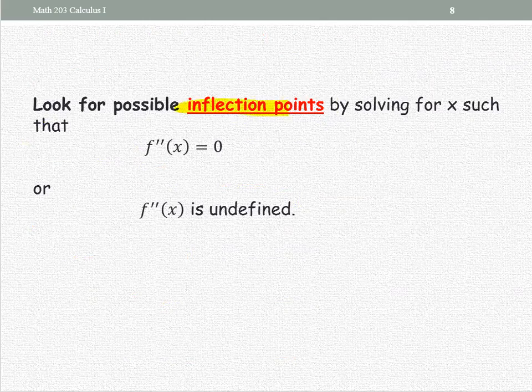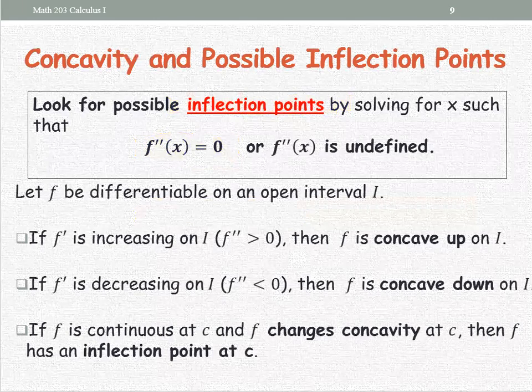Inflection points. To find the inflection point, we start by finding the second derivative. Look for the case where the second derivative of f equals 0, and the other case where the second derivative is undefined. By definition, an inflection point is a point where the graph changes from concave up to concave down.